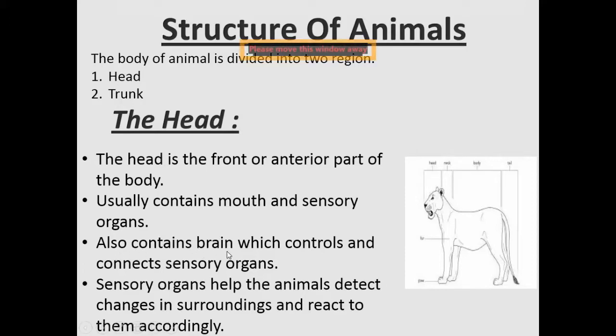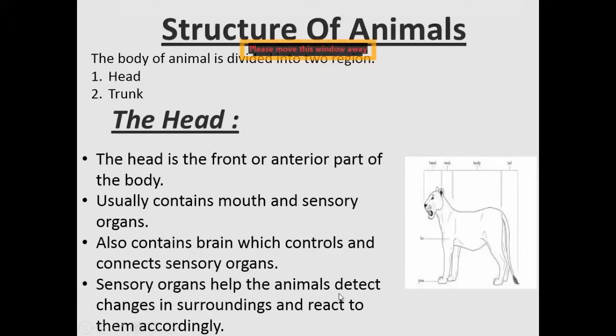It also contains the brain, which controls and connects the sensory organs. We know very well that the head also contains the brain. It controls all activities of our body, and it is connected to the sensory organs. Sensory organs cannot work without the command of the brain. So one of the major parts of the head is the brain. The brain controls all activities of the body.